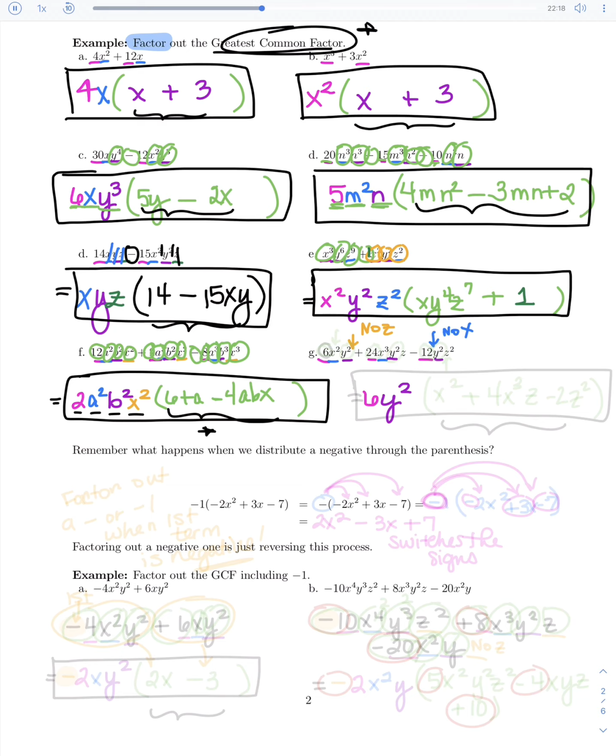So let's see what happens when we pull out the 6 and the y squared, and let's see what's left over inside of our parentheses. So let's start by pulling out the 6 and the y squared from each and every piece. Notice if we pull out a 6 and the y squared from the first piece, pulling out the 6 and the y squared only leaves us with the x squared.